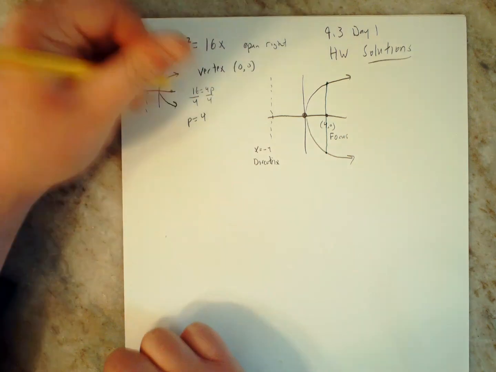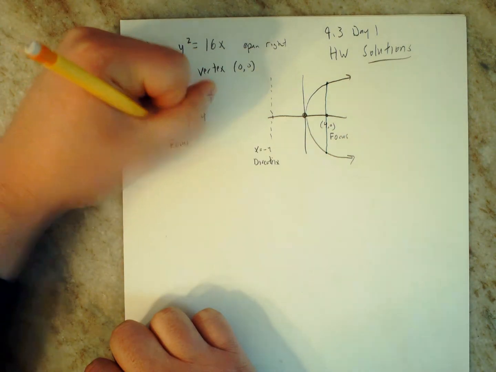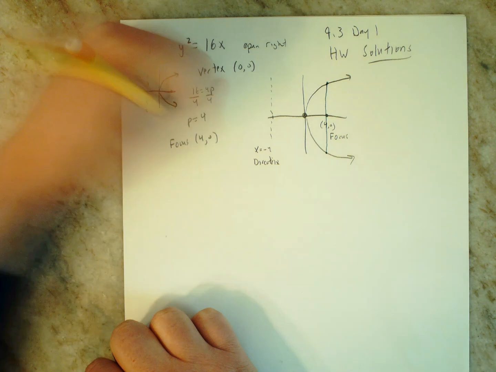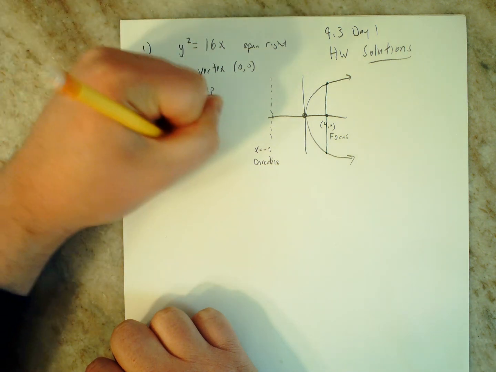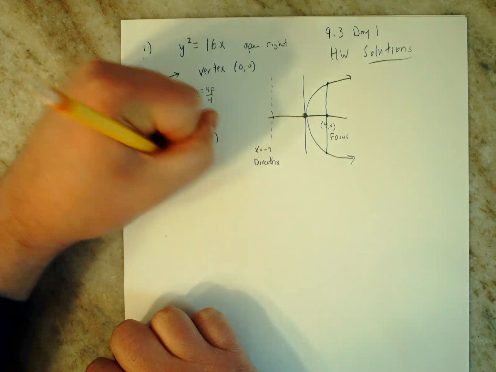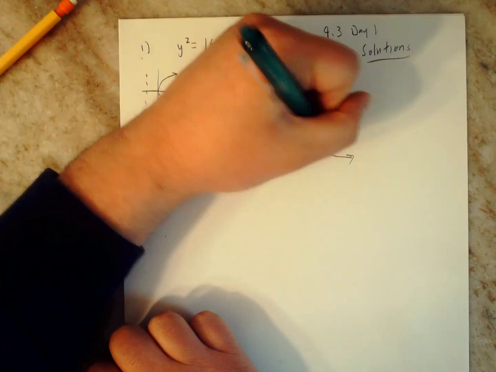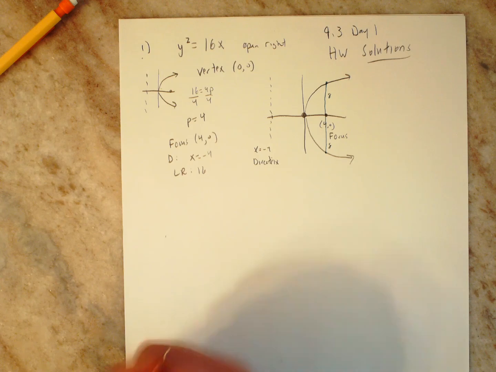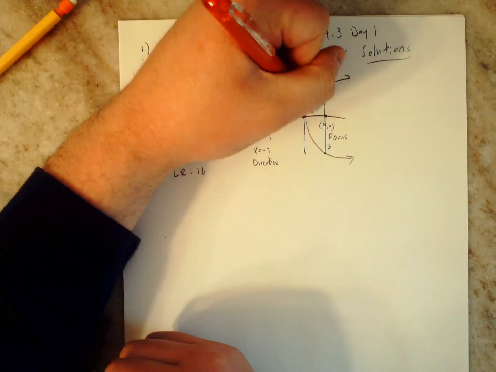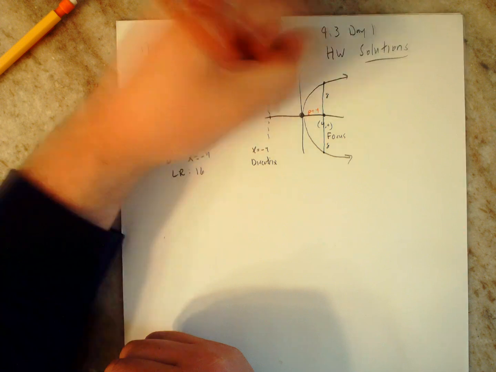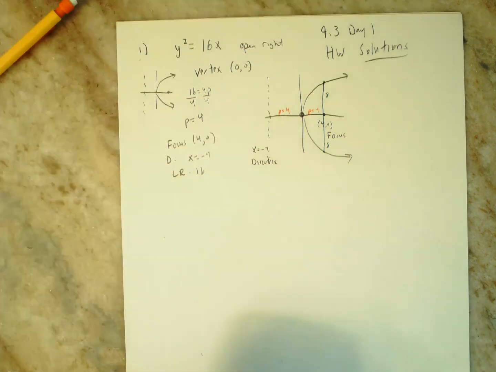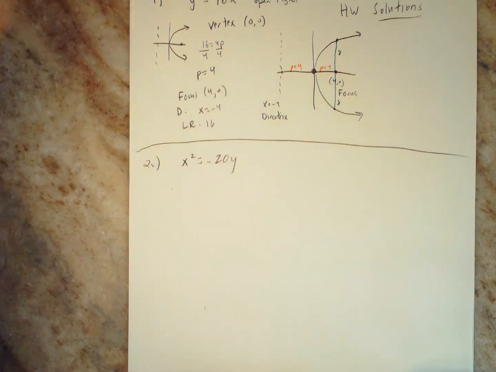So my focus is going to be at 4, 0. My directrix is x equals negative 4. And my LR is 16. This piece is 8. This piece is 8. And your p-value here is 4. That is number 1. All right, so here's number 2 here.